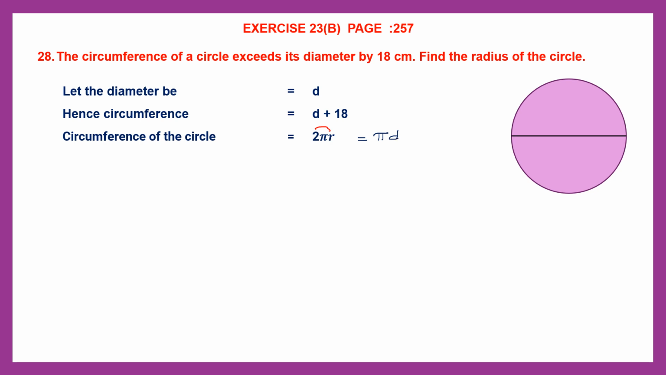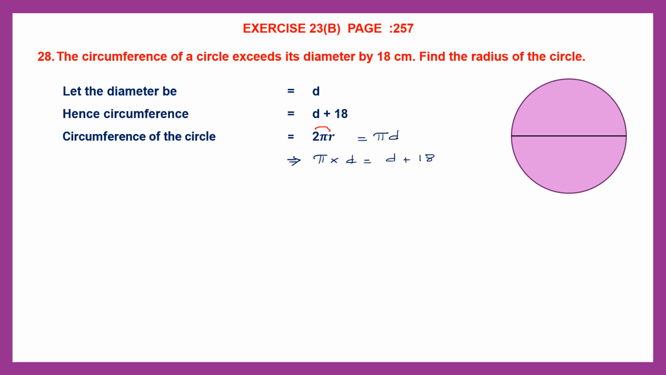Now why am I doing this? I'm doing this because here I have d. I need to get d again instead of getting another unknown term, r. Now circumference of the circle is the same. That means this and this are equal. So this becomes an equation now. Pi into d, that is into diameter, is equal to d plus 18.